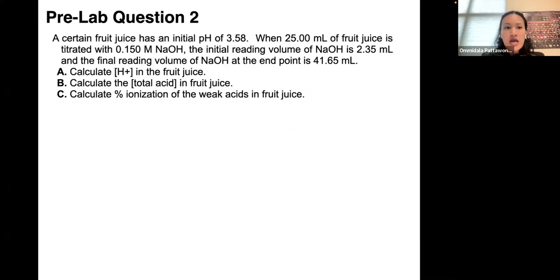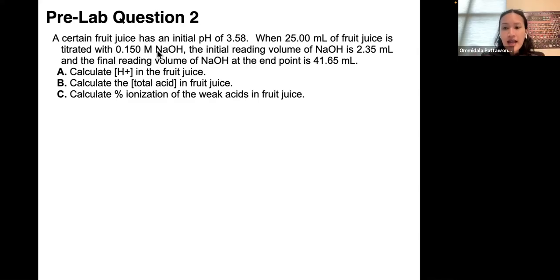Okay, so if you look at pre-lab question 2, this is going to be an example of how you calculate your post-lab as well. For example, let's say the initial pH of the fruit juice that you measure is 3.58. Let's say you take 25 milliliters of the fruit juice and titrate with sodium hydroxide at this concentration. Again, for the actual lab, the concentration might be different, so you need to look at the concentration from the bottle.